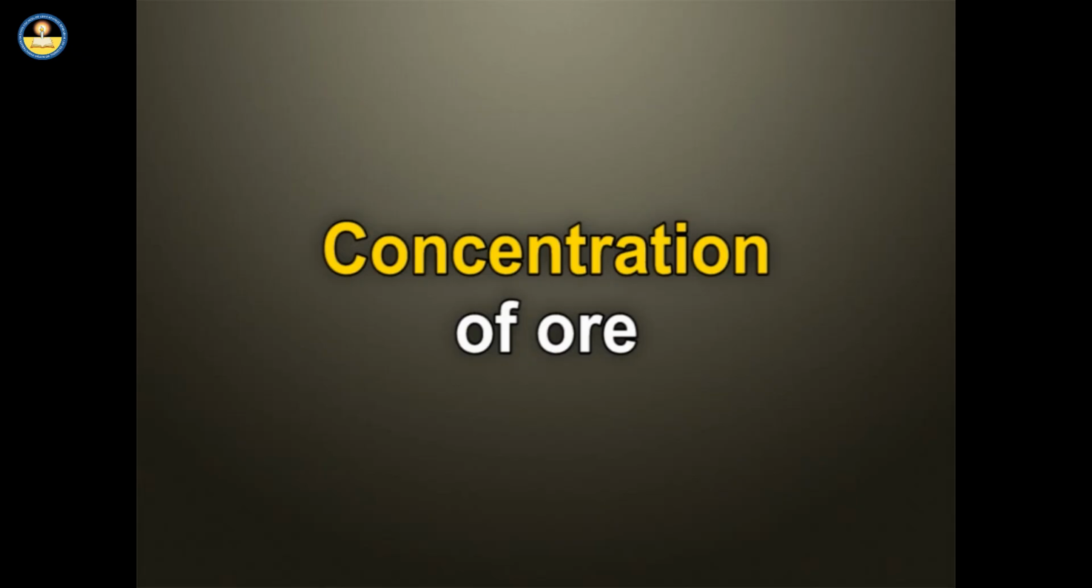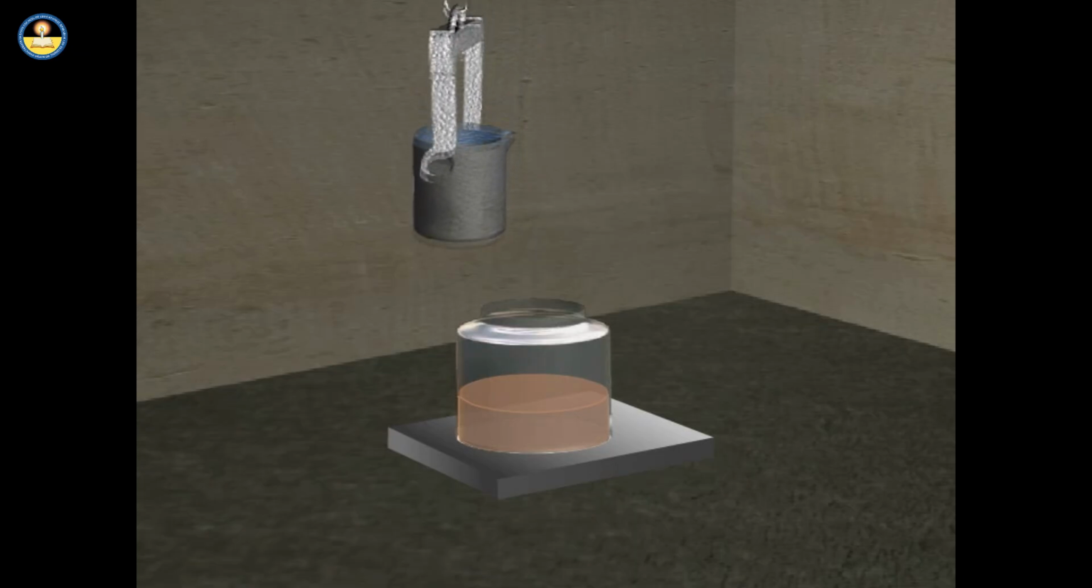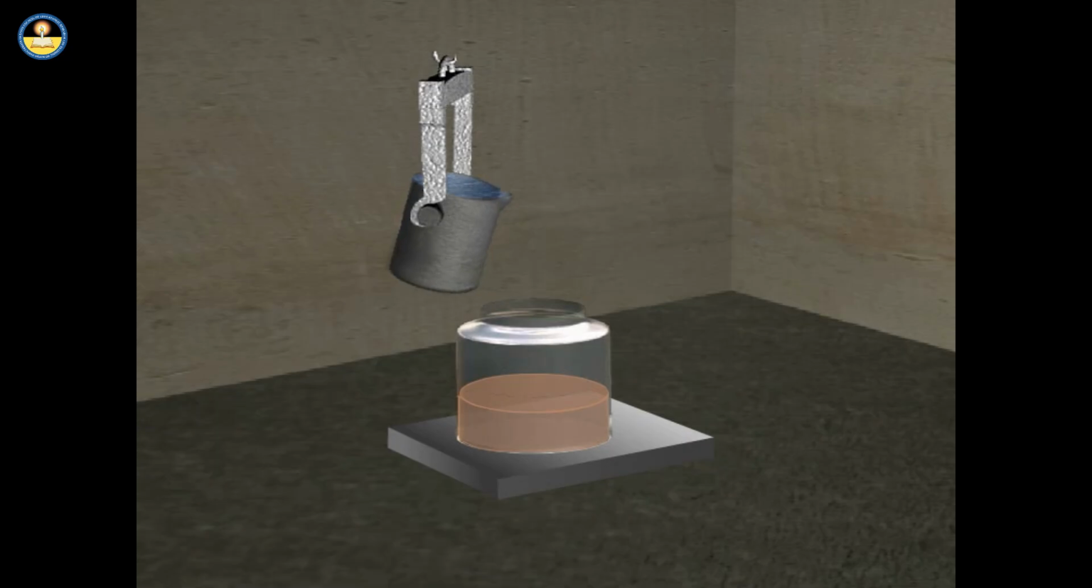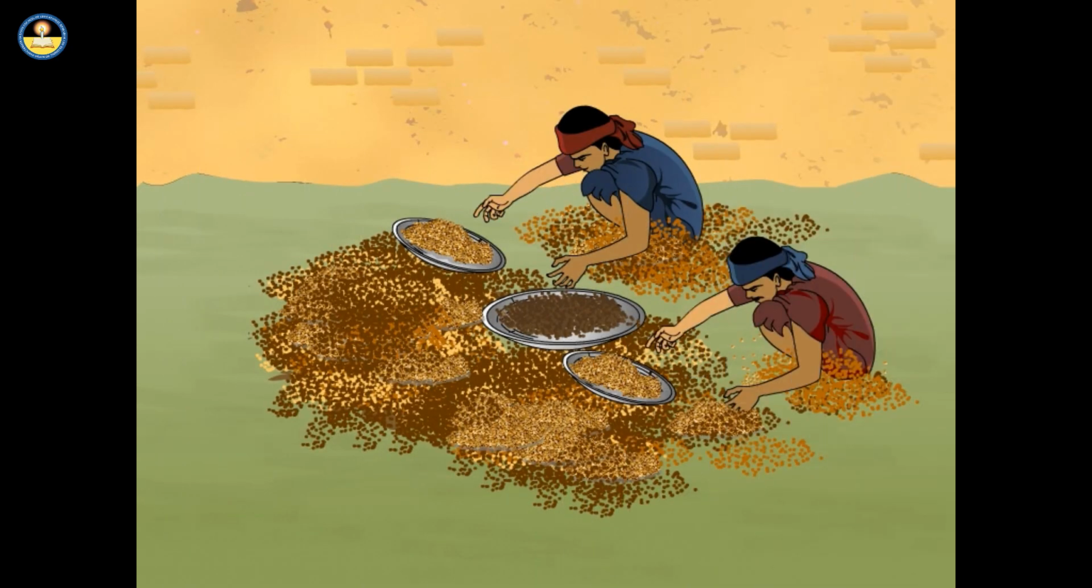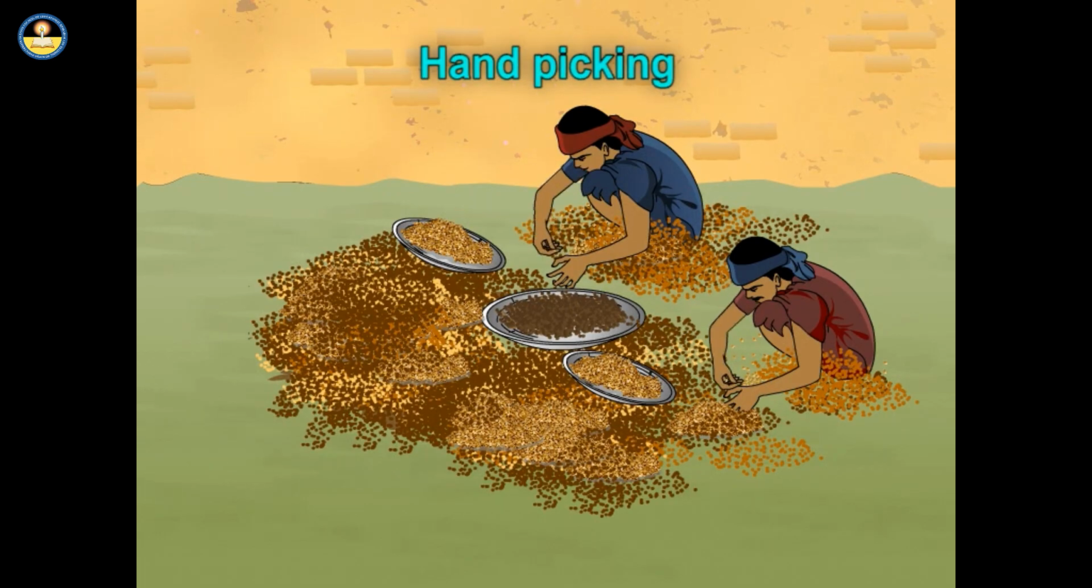We will next learn about concentration of ore. The process of removal of earthy and rocky material from pulverized ore is called concentration. Impurities associated with ore are collectively called gangue. An ore can be concentrated by a few methods. Let us discuss them one by one. Hand picking. Do you know what happens in hand picking? Bigger impurities such as stones, etc. are picked manually.